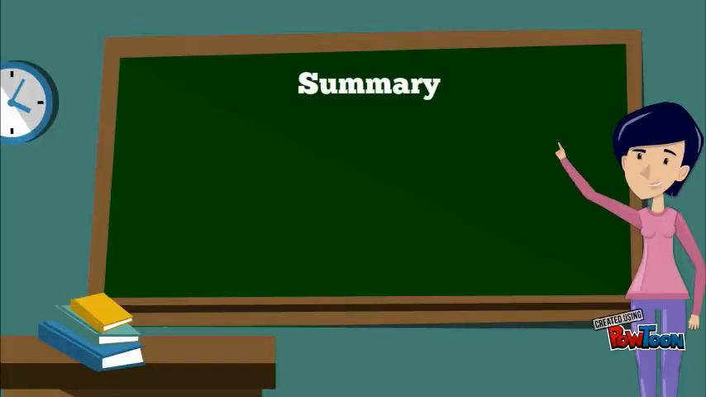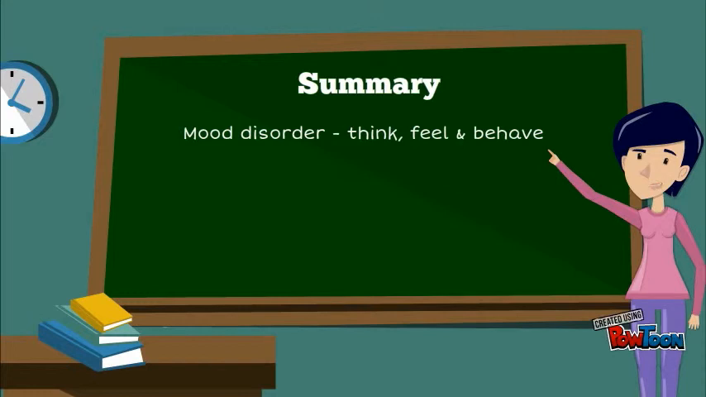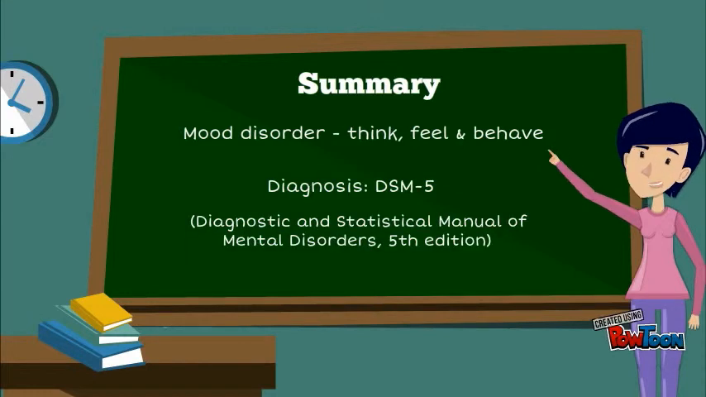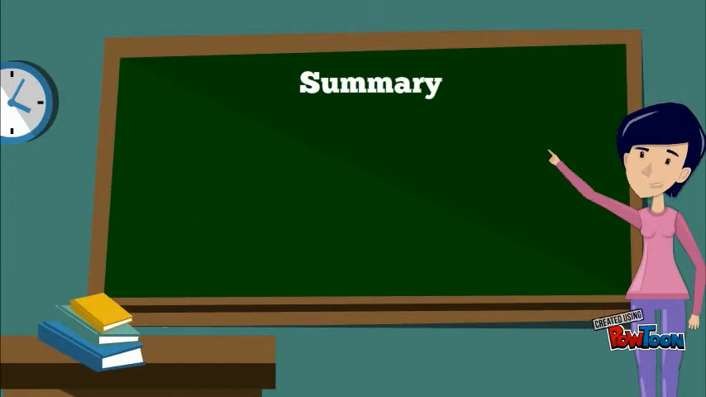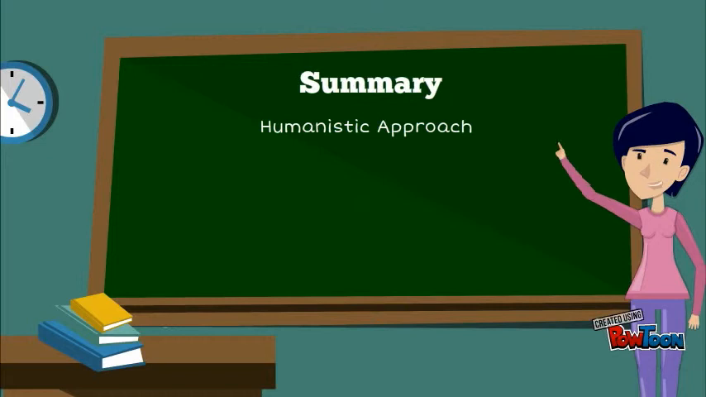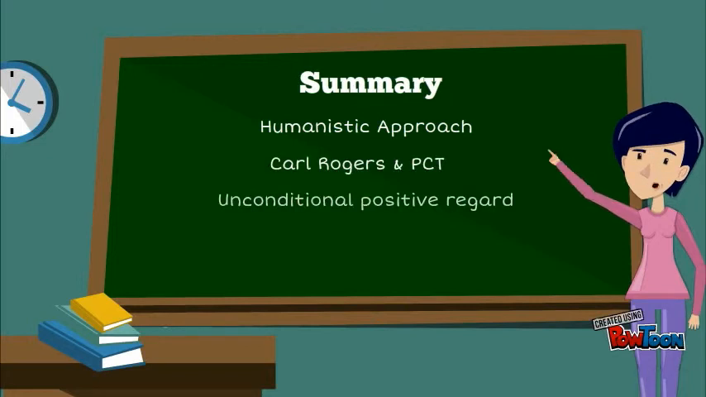So in summary, depression is a mood disorder that affects how you think, feel, and behave, and can be diagnosed using the DSM-5. Though there are many approaches to treating depression, we learned of the humanistic approach, psychologist Carl Rogers' person-centered therapy, including unconditional positive regard, empathy, and congruence.